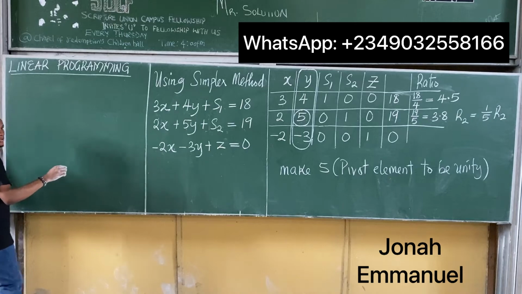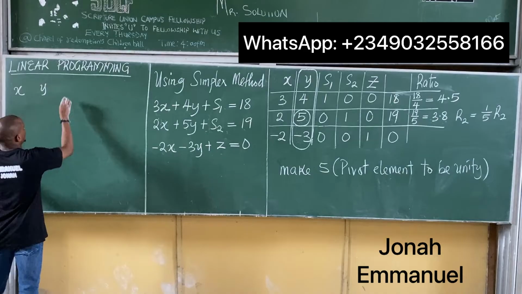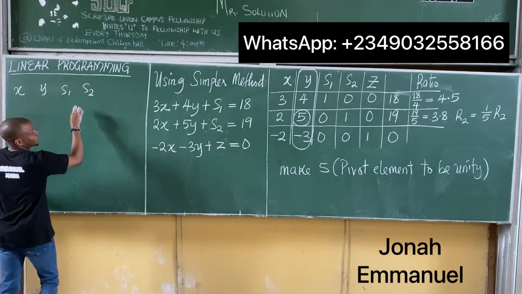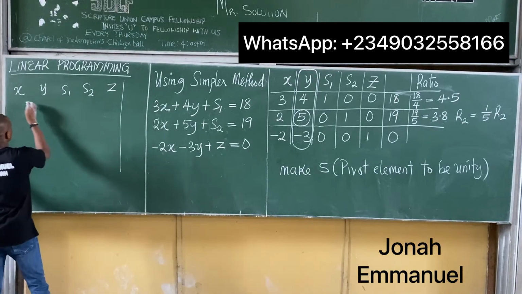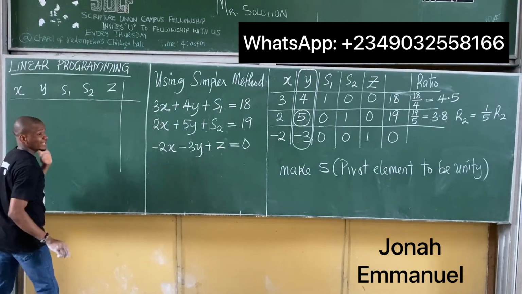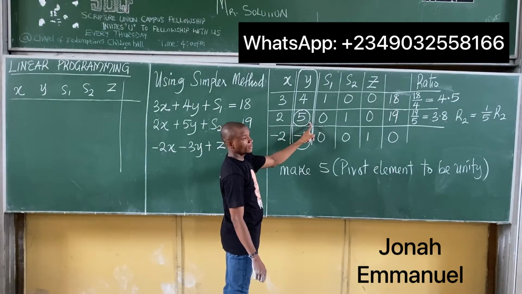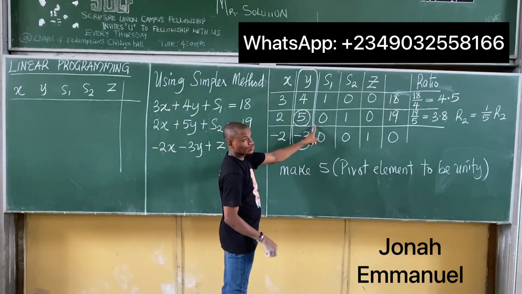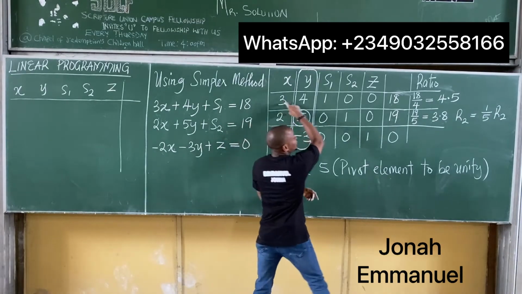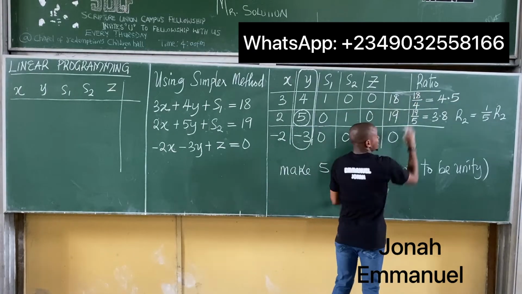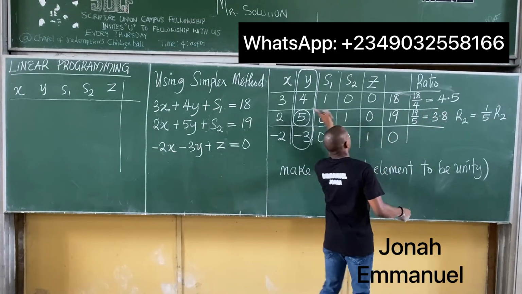Look at this. Look up. So I now have x, y, s1, s2, z, and this. Now listen. I'm only working with row 2. Row 1 and row 3 remain constant. So simply pick out everything in row 1 except the ratio. This ratio was just for me to know my pivot element. So leave out the ratio for now. Pick out everything in row 1.